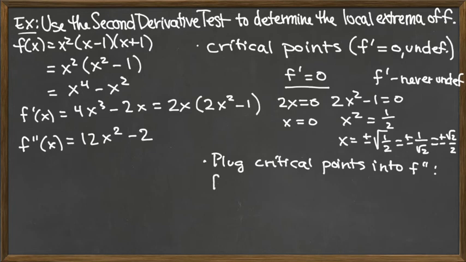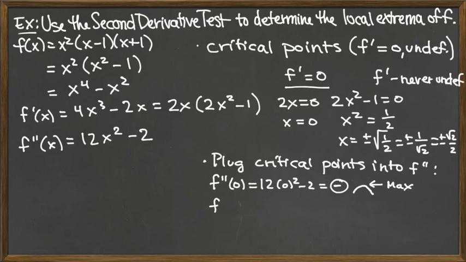And so f double prime of 0 is going to be the 12 times 0 squared minus 2. The big deal is that it's negative. We don't really care about exactly what the value is, but the big deal is that it's negative. Negative to us means concave down, and we see a max there.